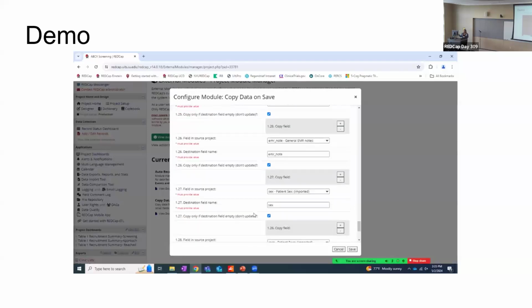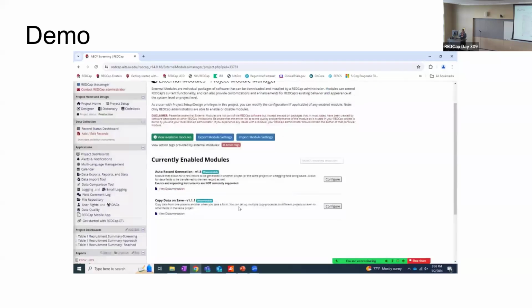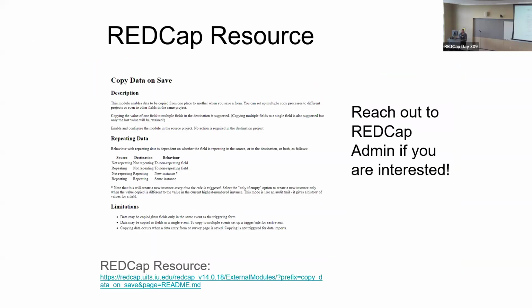Once you have that all set up, which I have quite a few of, as you can see, you press save instead of exiting out, and it takes effect immediately and you're ready to go. Like I said, I attached a link at the bottom. This is the first page of the REDCap resource that describes the copy data on save external module, with really specific directions, which I found really helpful. You can also reach out to the REDCap admin if you're interested.